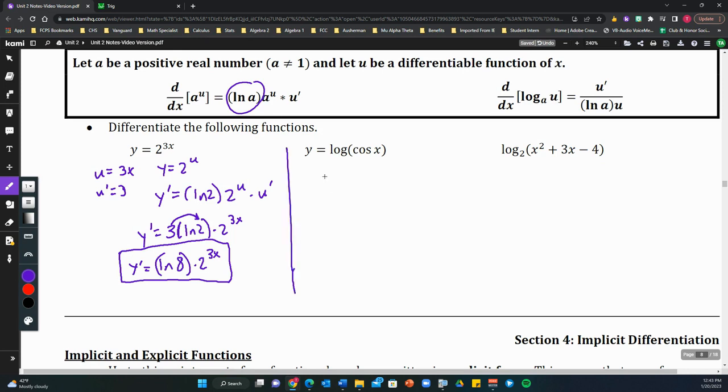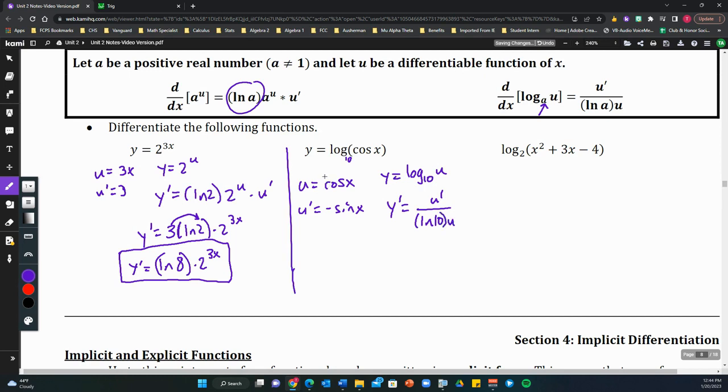All right, next one, y equals log of cosine of x. Remember, this is a common logarithm. When there's no base value written there, if it's missing, then it's really a base of 10. So this is base 10 log of cosine of x, so that's my u. U prime then would be negative sine of x. So y equals log base 10 of u. Its derivative would be u prime over u, but again, we have that extra natural log of my base written down there that we are dividing by.